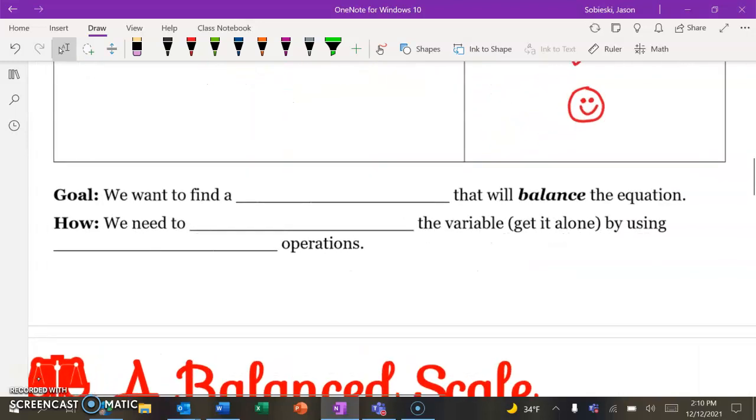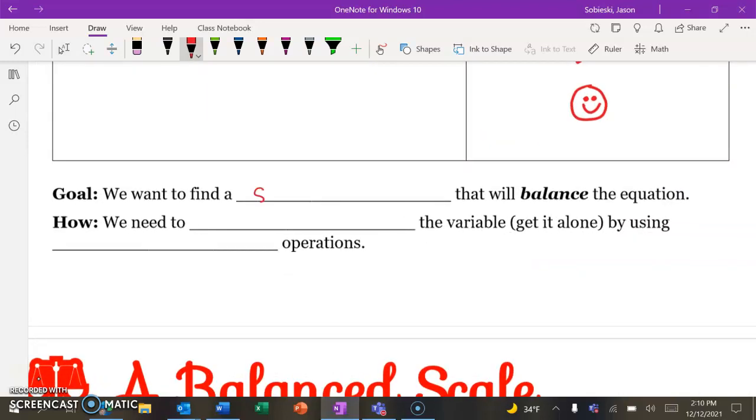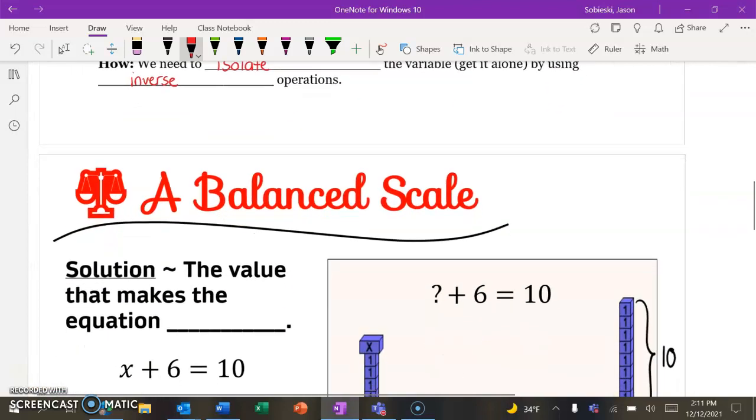So our goal is to find a solution that will balance the equation, which we'll look at in a second. And the way that we do that is by isolating the variable. We need to isolate the variable, which just means get it by itself, and we're going to do that by using inverse operations. So a lot of different vocab there, but let's just jump in with an example.